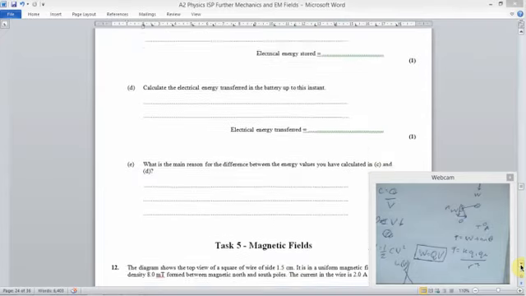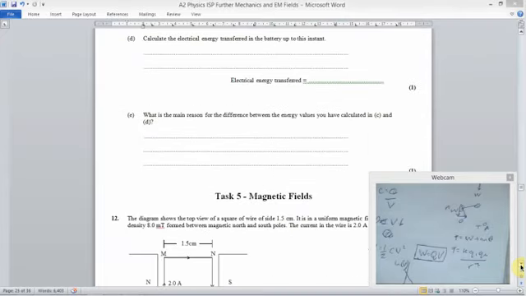What is the main reason for the energy difference between the values calculated in C and D? Remember, energy is lost as thermal or heat energy. The idea of work being done against resistance is essentially what's going on. Don't just state it in terms of energy dissipated or energy lost to surroundings. Go through it in detail. It's the idea of thermal energy due to work against resistance.